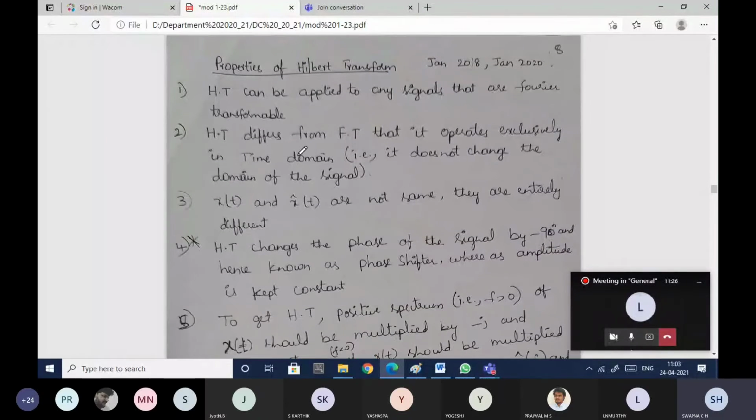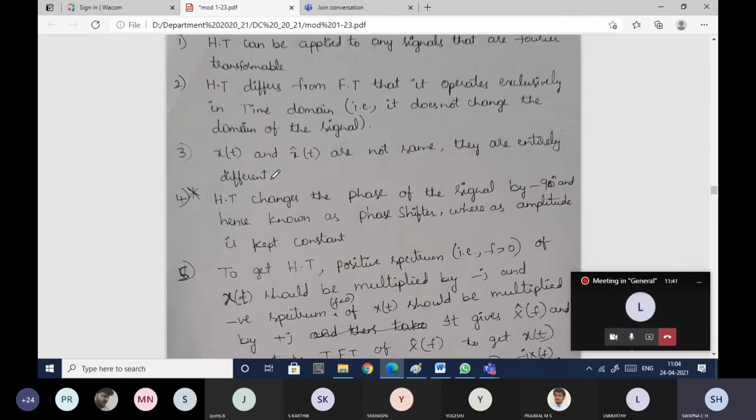As I've already mentioned, with the Hilbert transform, x of t and x cap of t both will be in the time domain only. It will not change its domain like Fourier transform. And the other one is x of t and x cap of t are totally different. As you have seen already, for cos 2 pi fct we have got sin 2 pi fct. Both the signals are totally different, right? So both are not the same. They are entirely different.